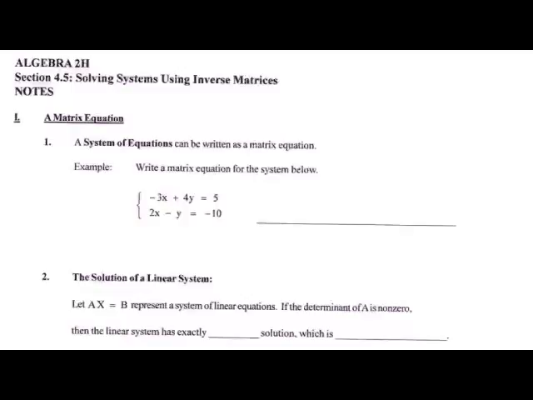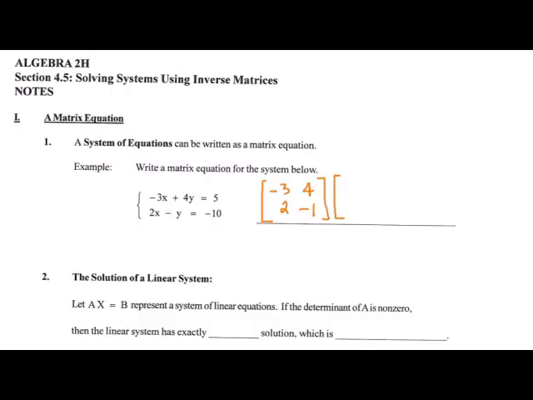So our first example, we're going to write a matrix equation for the system below. Now the first part of our matrix equation is going to be our coefficient matrix, which we talked about before. So we're going to take the coefficients of our x's, and that's going to make our first column. So -3 and 2 make up our first column. Second column is the coefficients of the y's, so we have 4 and -1, and that is our first matrix.